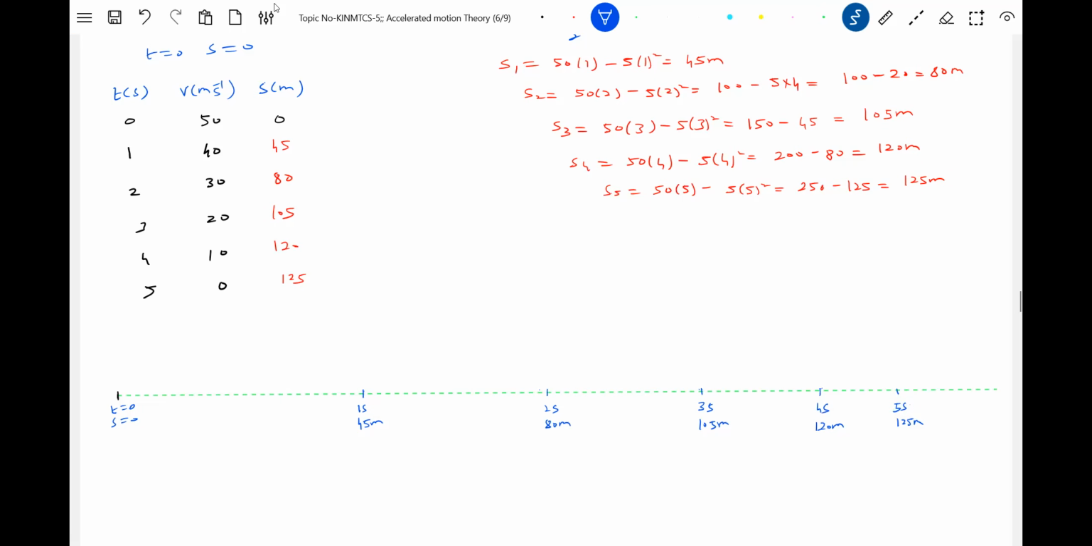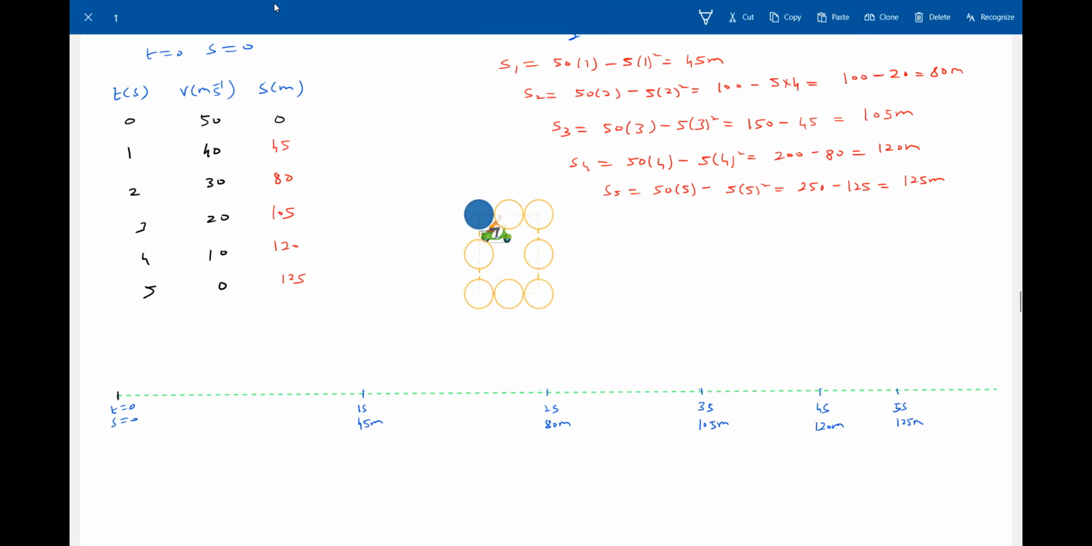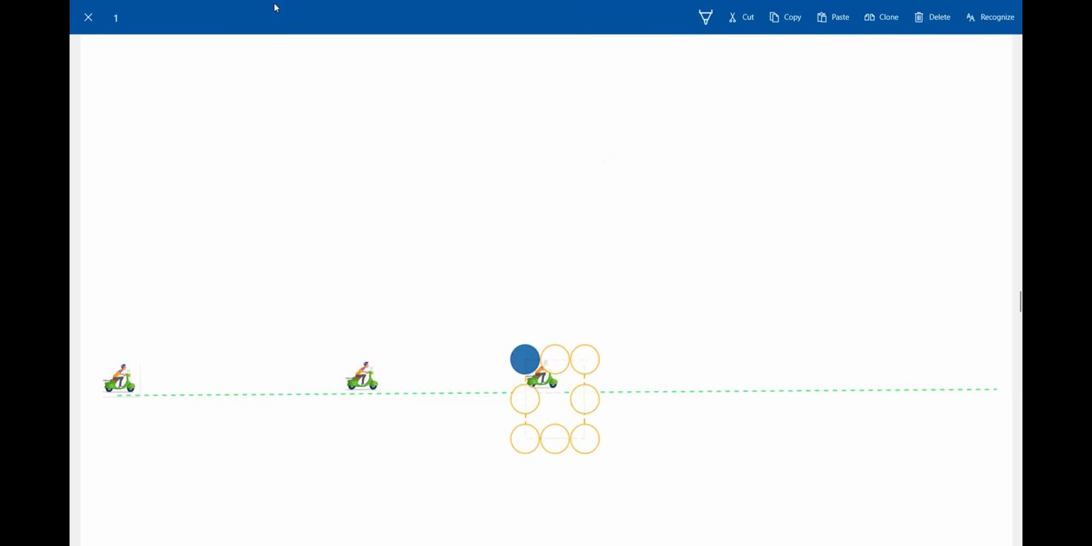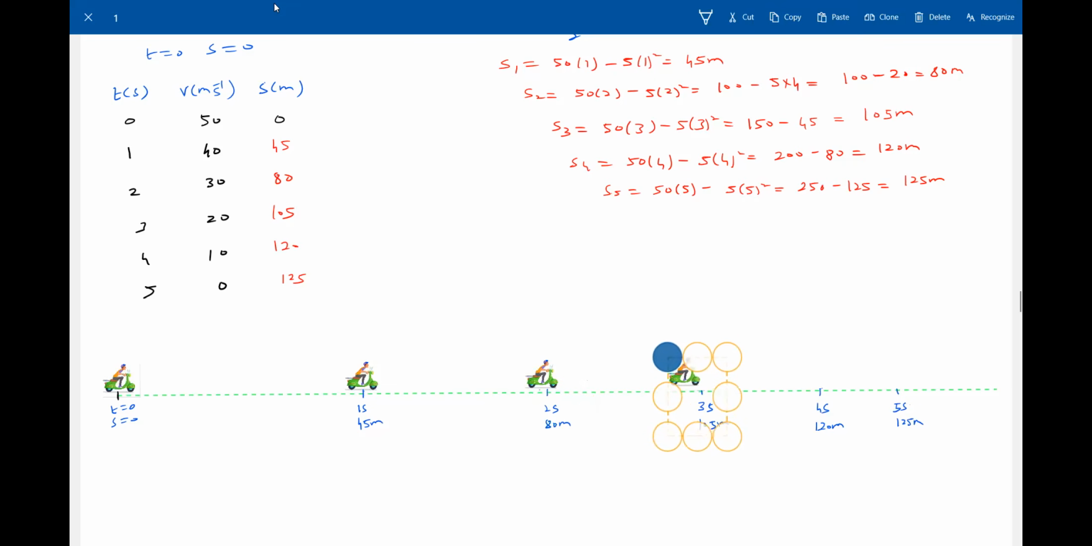Oh, the scooter. I think I'll get the scooter. Yeah, it's dead. What's happening is he has applied the brake and it's undergoing retardation now. We are discussing the uniform retarding motion.